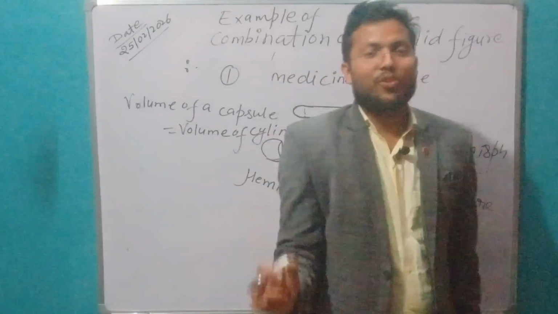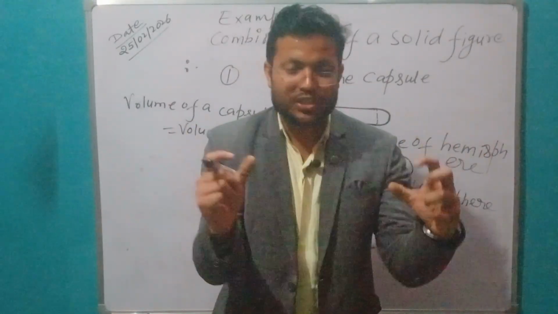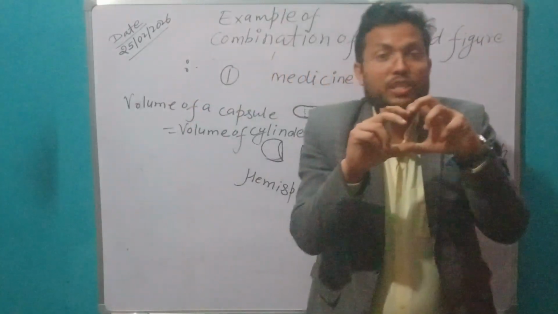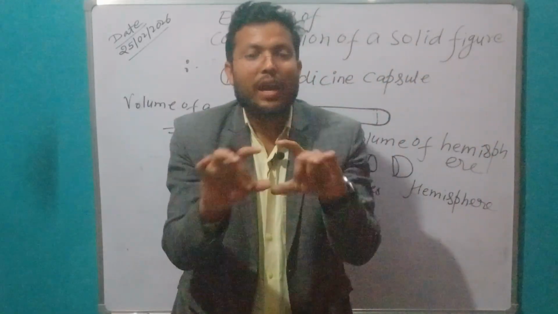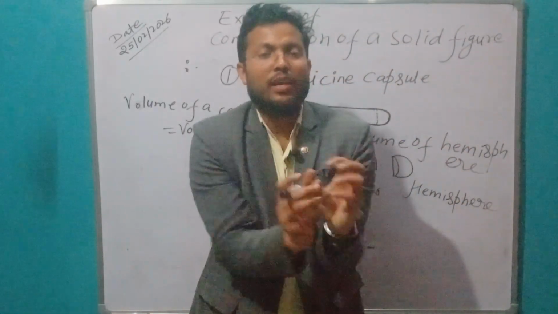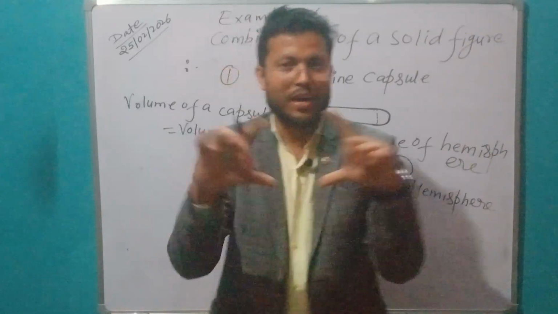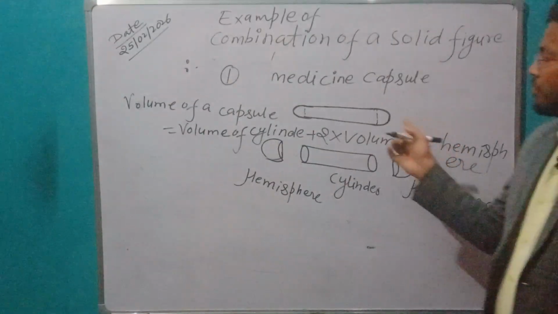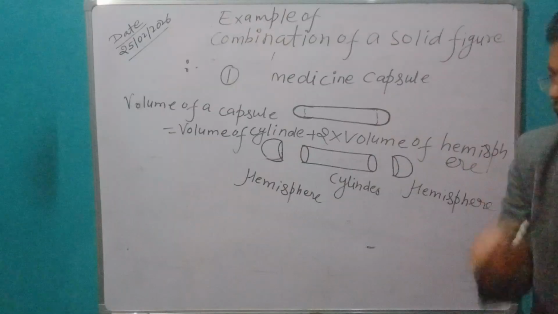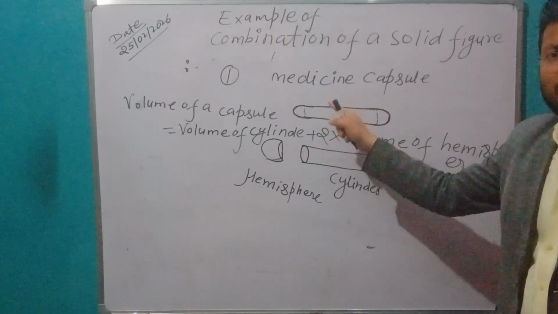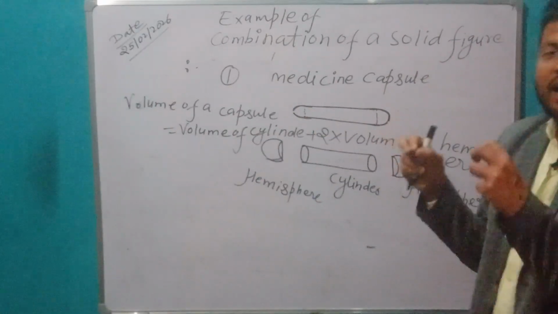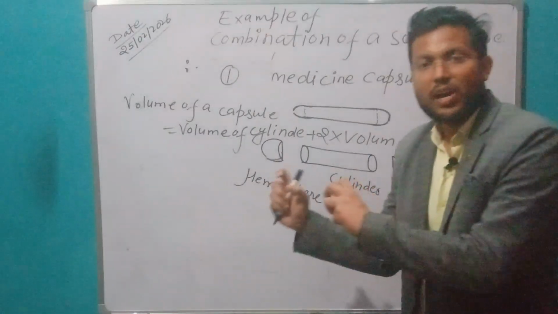So this is the basic thing to find the volume of any combination of solid figures. First of all, you find which basic solid figures it is made up of. You find the individual volume of each basic solid figure. After that, you add all of them, then you get the desired volume of that solid. So here, this medicine capsule is made up of two basic solid figures, hemisphere and cylinder. You find the volume of the two hemispheres and one cylinder, and after that you add.